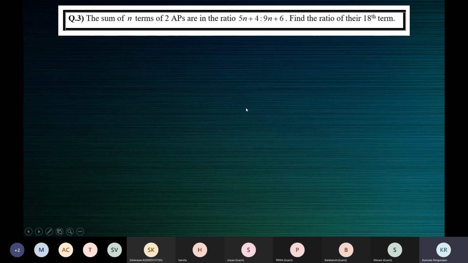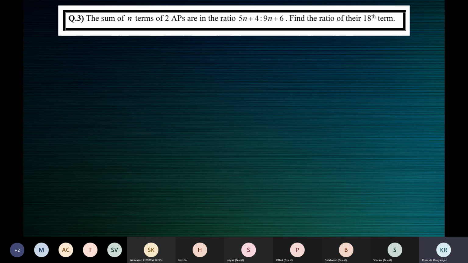All right, let's look at this question from arithmetic progressions. The sum of n terms of two APs are in the ratio 5n plus 4 is to 9n plus 6. So how do we express this? Two different APs, so their first terms are different and their common differences are different. But in both cases, it is the sum of the first n terms, whether the first 10, 20, or 30 terms. So n is the same in both cases.